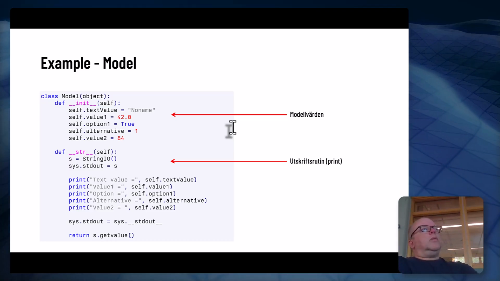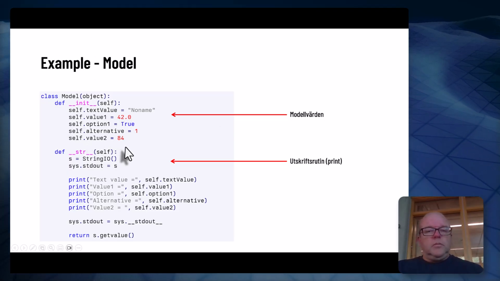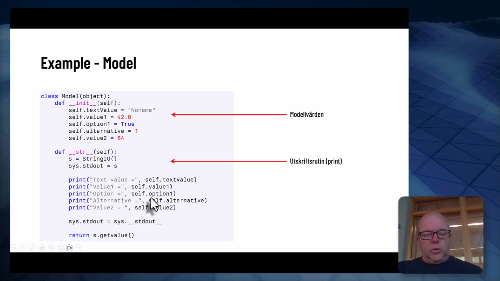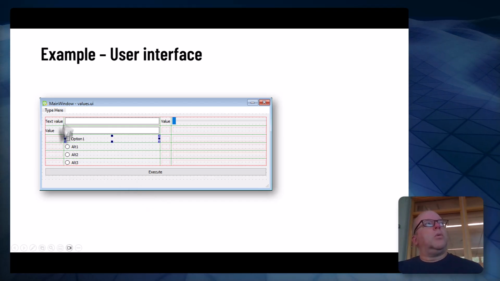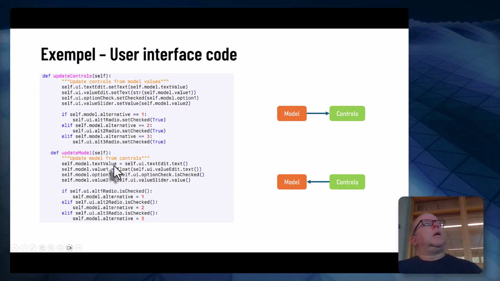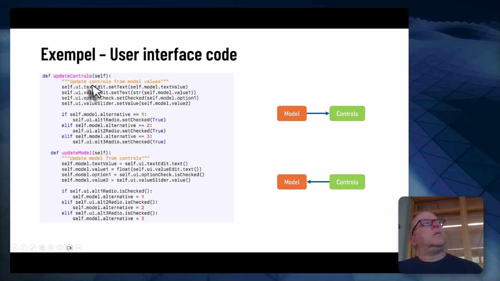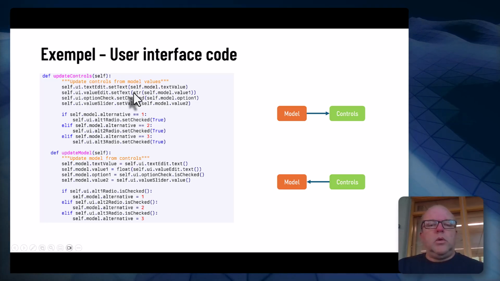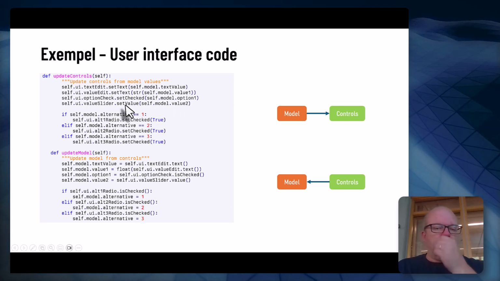Just to make it really simple, here is a simple model. It has some variables here, of different types. I have a printing routine here to be able to print the model. I create a user interface where I represent all these model values with controls. Then I have an update controls method that takes the model values, reads them, and sets the values. In this case, I have text edit setText, value edit setText, and here you can see I do a conversion of a floating point to a string. Option check, setChecked, set value.